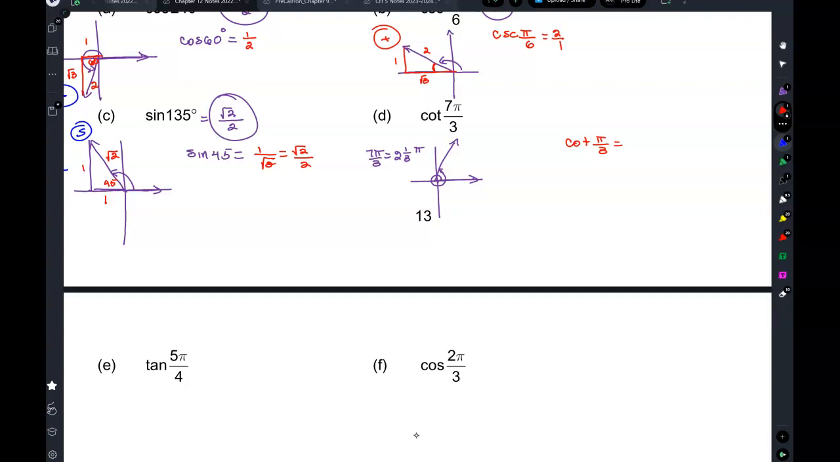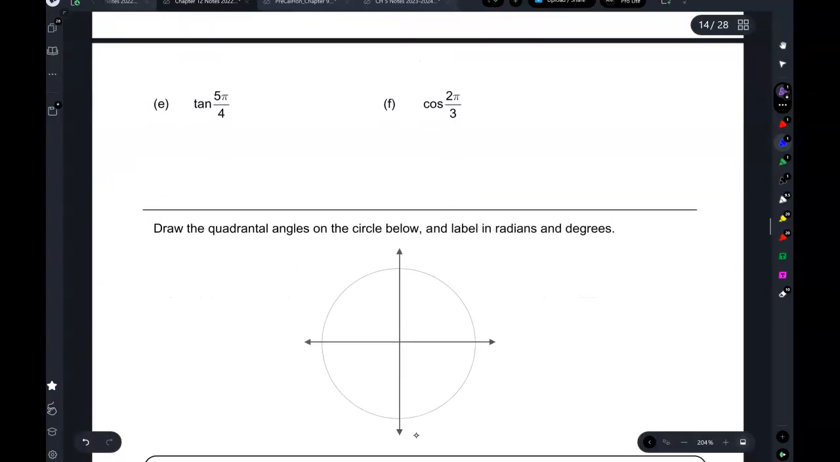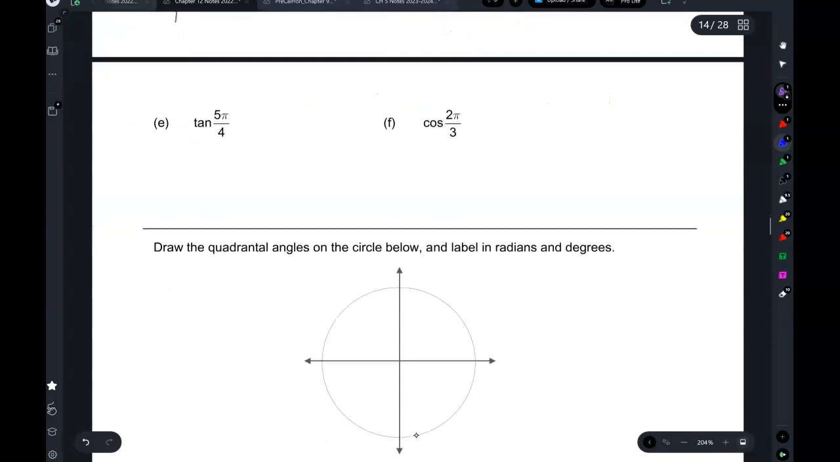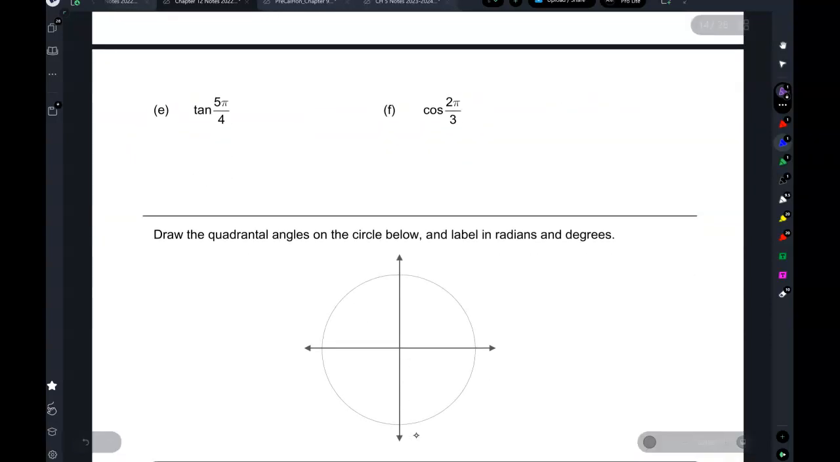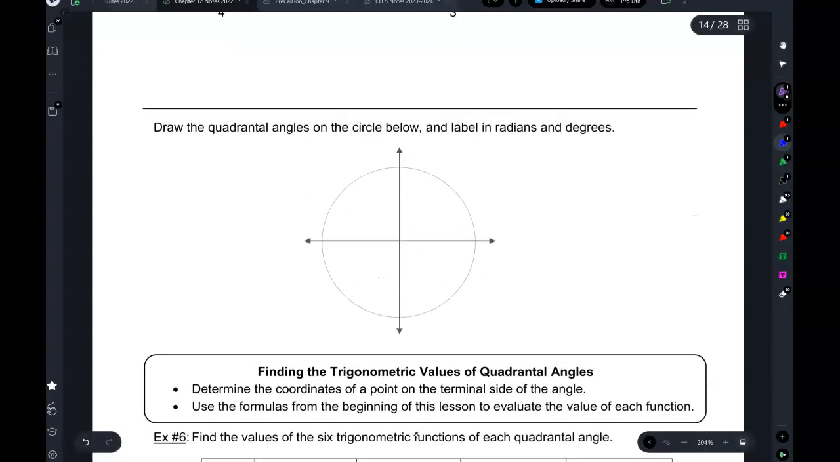Pi over 3 is like the 60 degree angle. So this is going to be root 3 over here, 1 and 2. Okay, cotangent is adjacent over opposite, 1 over root 3, which is root 3 over 3. Positive or negative? Positive. Okay. All are positive in the first one. All students take calculus. Okay, why don't we go on to this circle here?